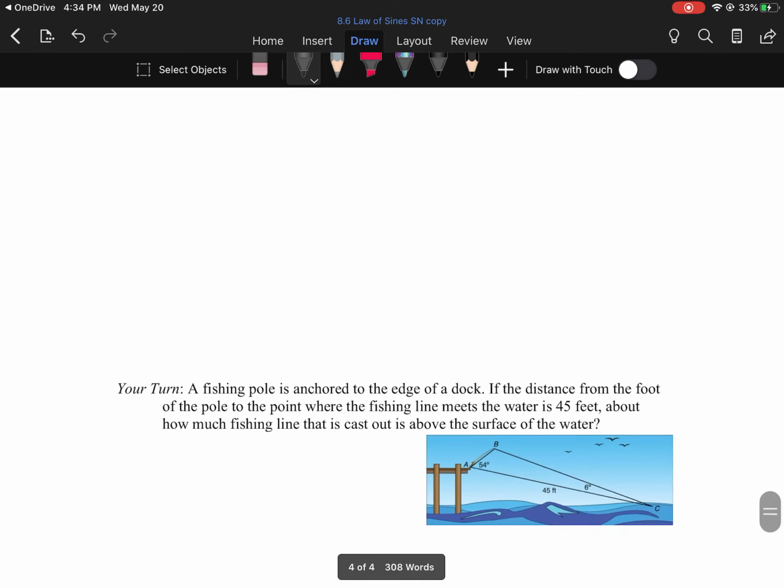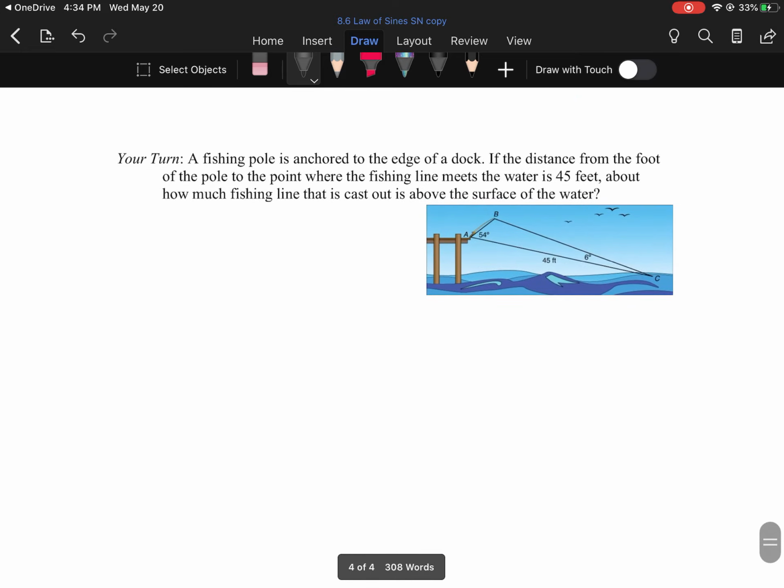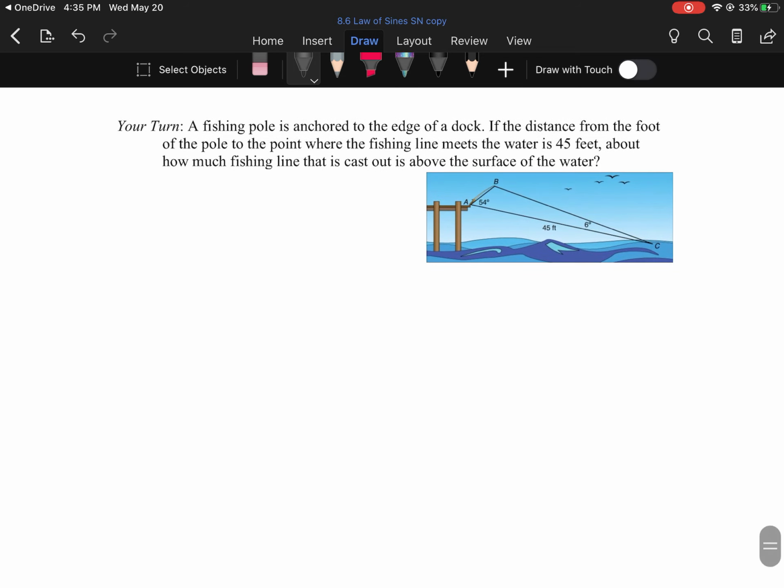All right, so you have one last your turn to do. Again, it's not a right triangle. They gave you 2 of the 3 angles. So make sure you read the question and then come back and check this whenever you're done.